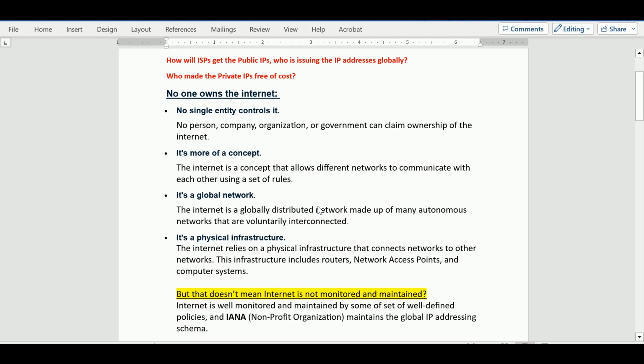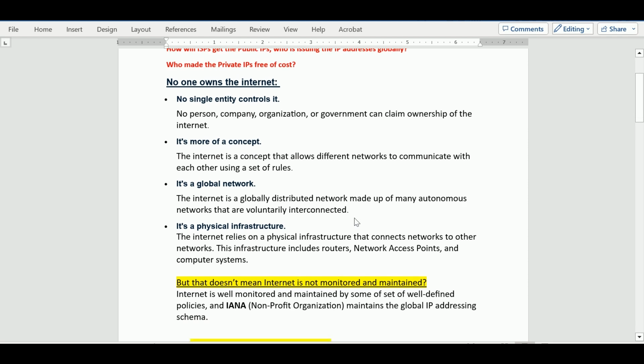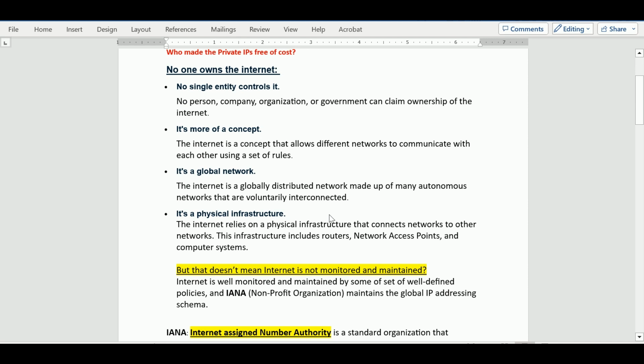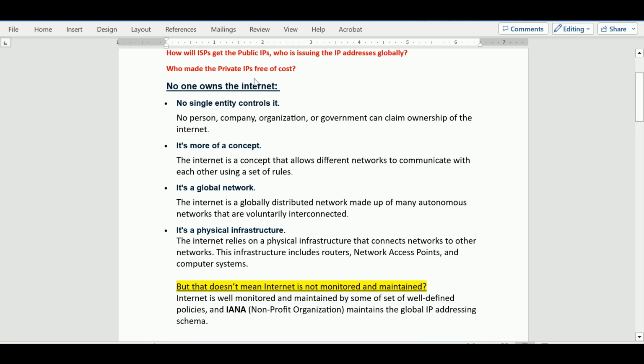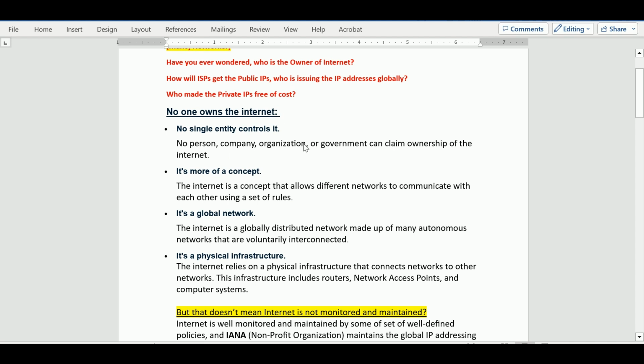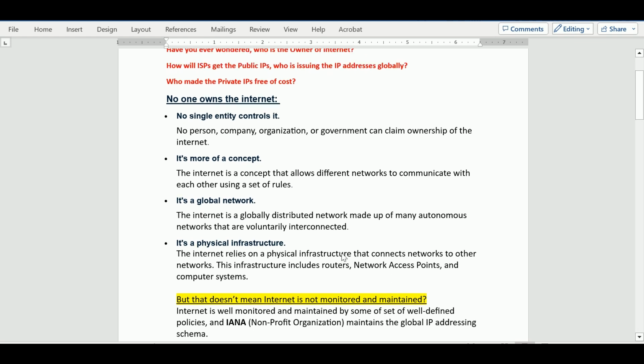The internet is a globally distributed network made up of many autonomous system networks that are voluntarily interconnected, and it's a physical infrastructure. So internet means an infrastructure where you have your routers, network access points, computers, data centers, all the network related infrastructure. Combining all those, we call it the internet, and it doesn't belong to any one particular entity. So I hope that is clear about the internet.